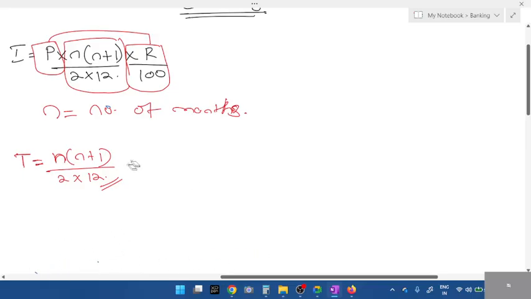And other things are same. R stands for rate. Rate will always be in percentage. Remember, rate will be in percentage. They'll give you 15%, so just substitute 15 divided by 100. This is one point.